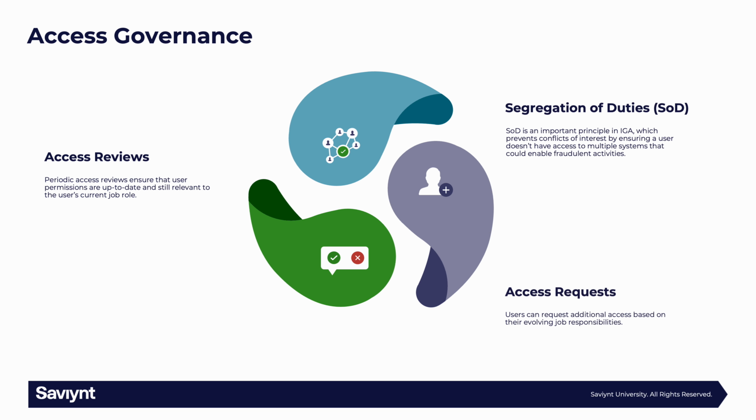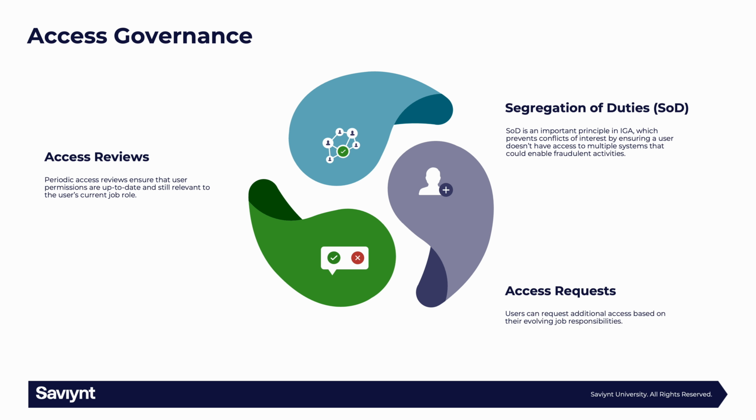Another core component of IGA is access governance. It involves access reviews, segregation of duties, and access requests. Periodic access reviews ensure that user permissions are up to date and still relevant to the user's current job role. For example, an annual review may be conducted where managers approve or deny the access rights assigned to their employees.